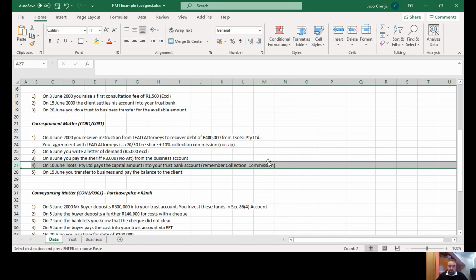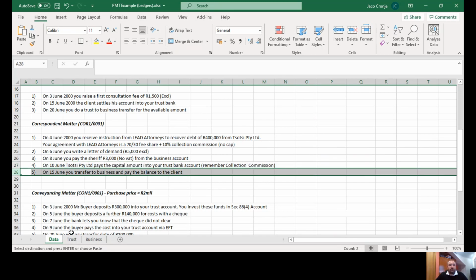Then there was the collection commission. Yes, we raised a fee for our portion of the collection commission. And we remembered to decrease our fee by 30% for our agent's allowance that goes to lead attorneys. Now, on the 15th of June, you transfer to business and pay the balance to the client. So now I can go and do a trust to business transfer, and then whatever is left in the trust after I've done the trust to business transfer, we must pay over to our client.